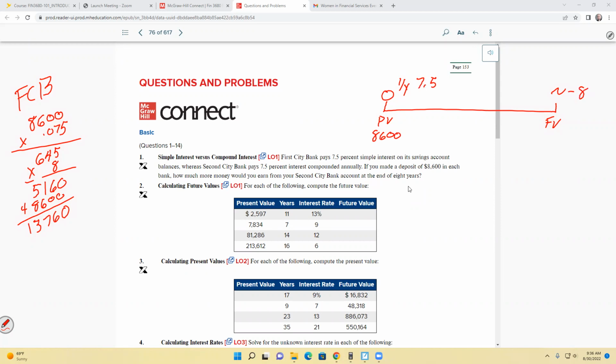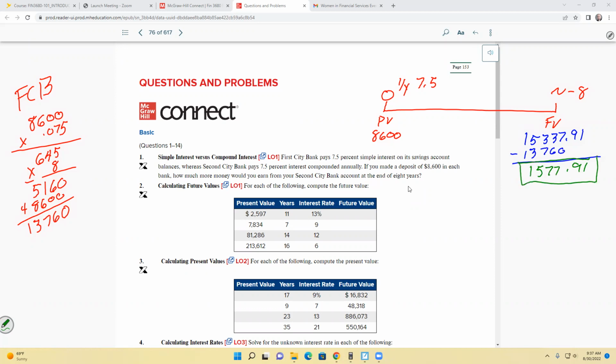So what is our future value for compound? $15,337.91. Okay, did everybody get that number? Reagan, how you coming on that? Yeah, I got that. Okay. All right, but it asks us how much more, right? So we got to take out the 13,760. So how much more is what? 1577.91.